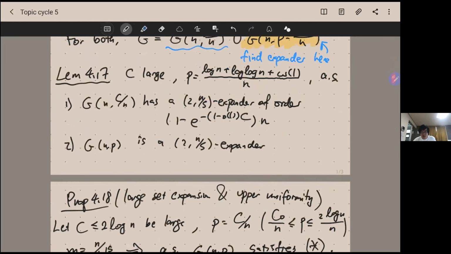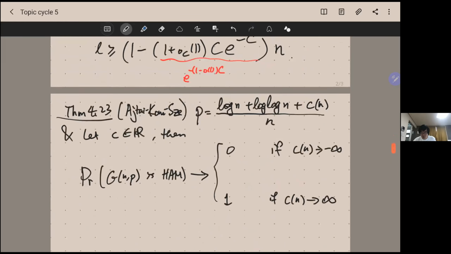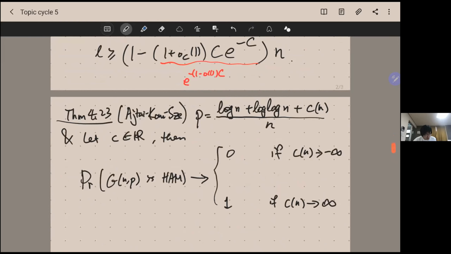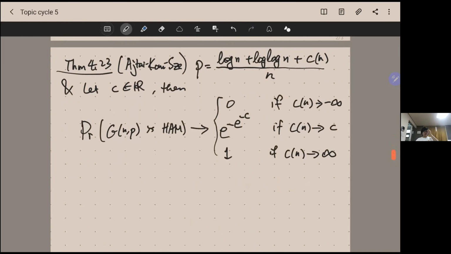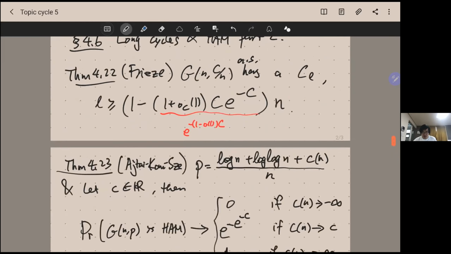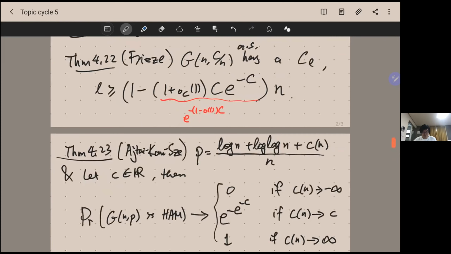So the more precise form is that not just can we capture when they both go to plus or minus infinity, we can also capture if it tends to some constant c, this constant c that we set up at the beginning. Then the probability is e to the negative e to the negative c, quite precise. These are the two final forms of improvement. We will sketch a proof. How do you do these two in a unified approach?